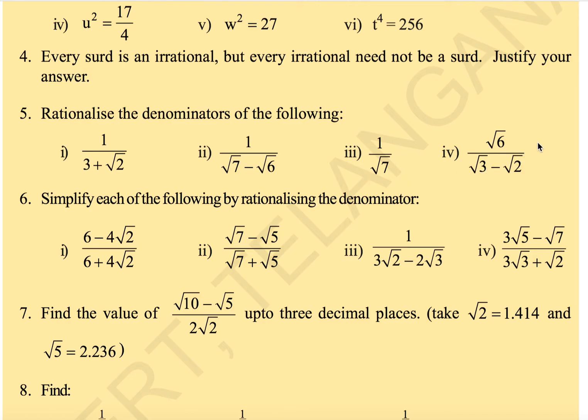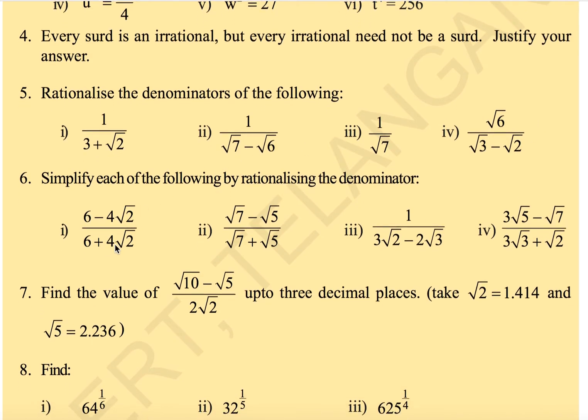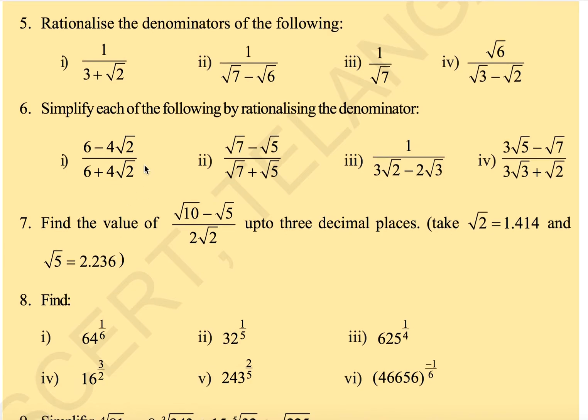This one is root 3 plus root 2, so root 18 plus root 12. Now you need to rationalize it. 6 minus 4 root 2. 6 minus 4 root 2 whole square by 36 minus 16 into 2, 32. That is 4. Okay. 6 minus 4 root 2 whole square, you can do 36 plus 24, that is 60, minus 48 root 2. Okay, all divided by 4.